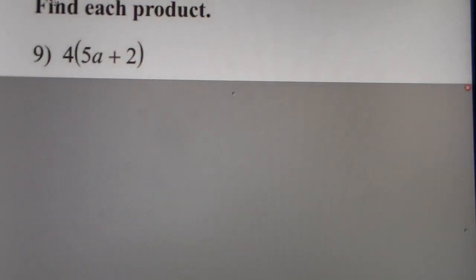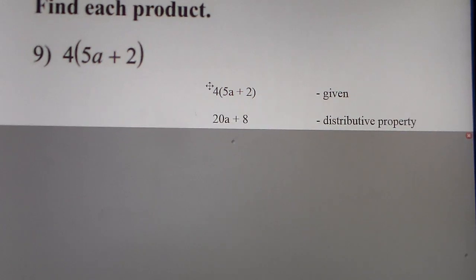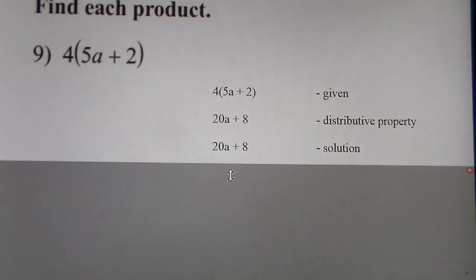Number 10, our goal is to find the product. All this means is we got to distribute out that 4. So our given problem is 4 times 5a plus 2. We distribute it out. 4 times 5a gets you 20a, because 4 times 5 gets you 20. And then 4 times 2 gets you 8. That's just the distributive property. That's our solution.